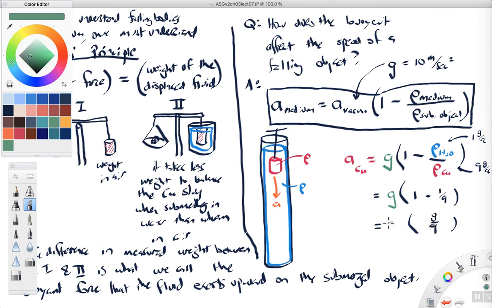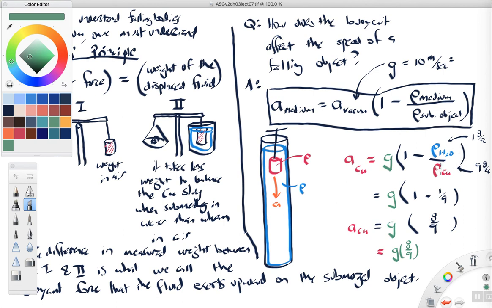Okay, so the acceleration that this object would feel, the acceleration of the copper when dropped in water, would just be equal to 10 meters per second squared times 8/9. So 8/9 of 10 would be 80 over 9, right? So it's a little bit less than 10. So g times 8/9. It falls a little bit slower, or it has a smaller acceleration than it would in a vacuum.